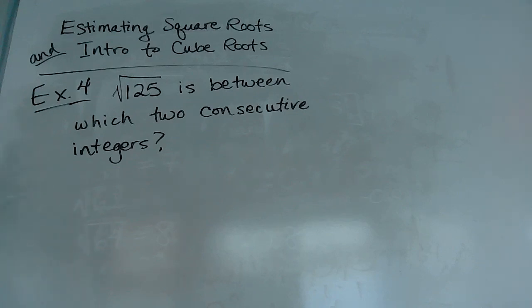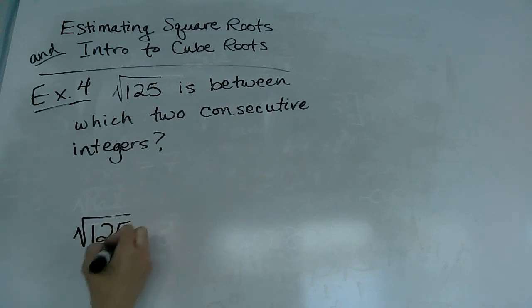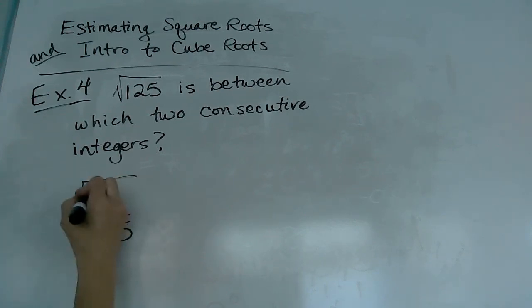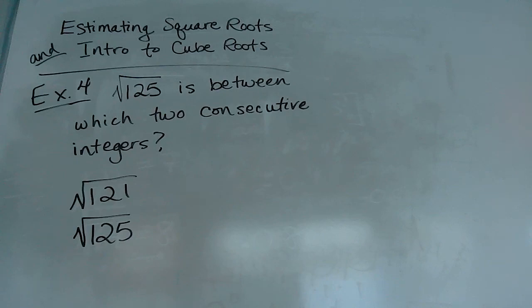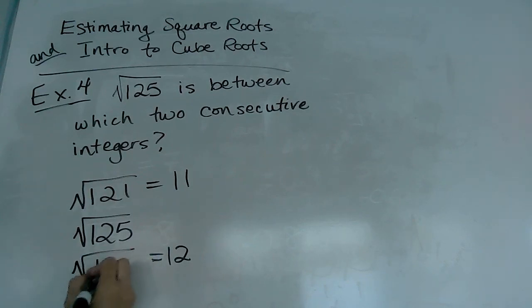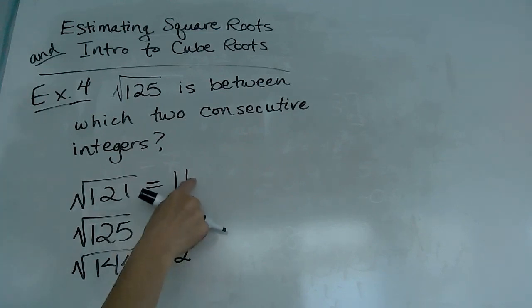So if you haven't memorized your perfect squares yet, it certainly will make these types of problems quicker. But you might know that 11 squared is 121, which is certainly very close to 125, which means that the next one must be 12. And if you don't remember, 12 squared is 144. So the square root of 144 is what gives us 12. So the square root of 125 is between 11 and 12.